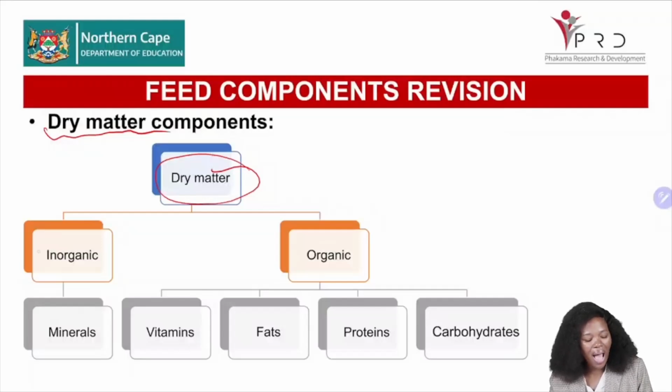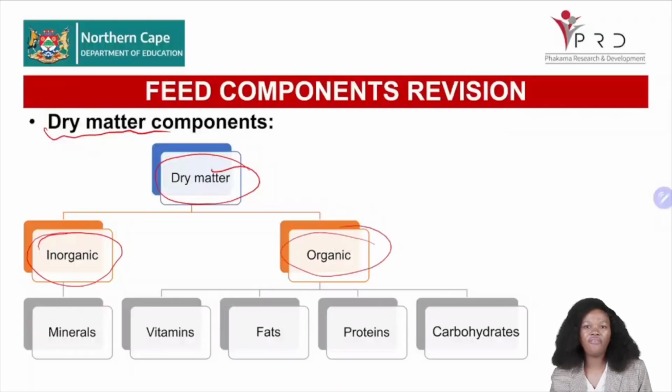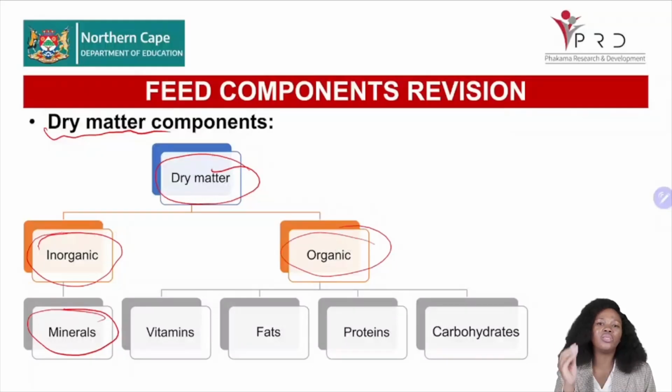Firstly, we have a part of dry matter that is inorganic. It has no combination of carbon and hydrogen, or it does not contain carbon, right? Another component, we have a dry matter that is organic, or nutrients that are organic. Now, the nutrients that are inorganic, we can name the minerals. They do not contain carbon or the combination of carbon and hydrogen.